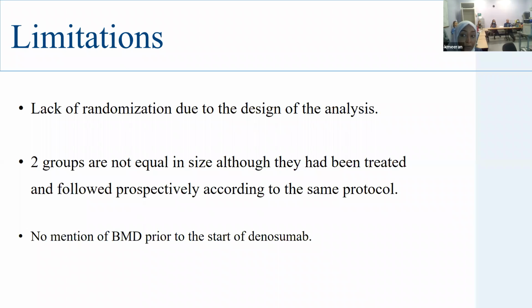So the limitation of the study is the lack of randomization due to the design. It's a cohort design of the analysis. The two groups are not equal in size, although they had been treated and followed with the same protocol. There are two other limitations I found: there was no mention of the bone mineral density prior to the start of denosumab. We had to assume that the patients having a longer duration of denosumab means that they had a worse osteoporosis to start with.